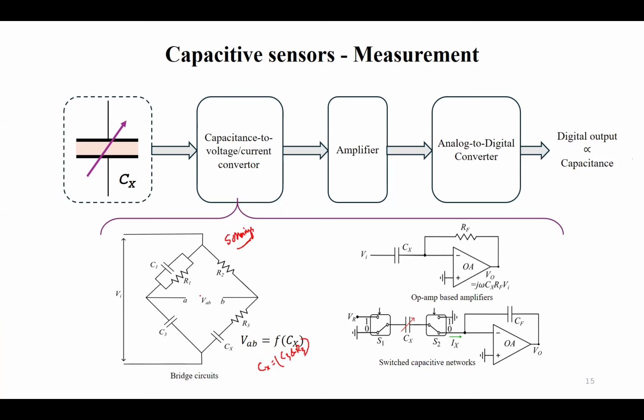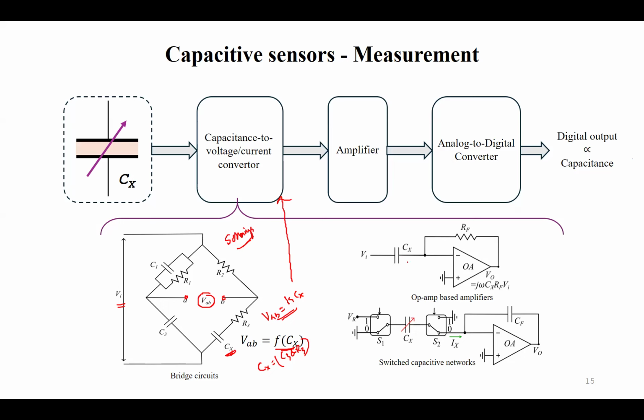Here in this bridge, we apply a voltage across it, and there will be a corresponding voltage across the nodes A and B, and this voltage will be proportional to, or a function of, Cx. Which means I'm converting the value of Cx into a voltage, right? So VAB will be something like 10 into Cx. So I can easily convert the value of Cx into voltage here. So this is a bridge type capacitance to voltage converter. Some other methods include an amplifier based method.